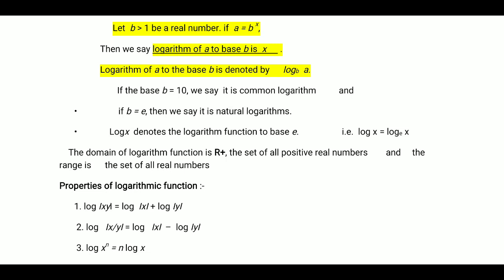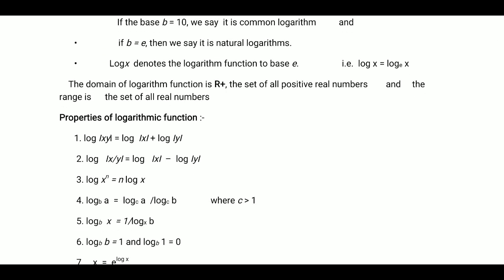It is common. We will take base as e. So log x means log x base e, and then it will be written log x only. The domain of the logarithmic function is R plus, the positive real numbers, and the range is the set of all real numbers. Here we see that log is defined only for positive numbers. Where b is greater than 1, b power something will be positive, and then a will be positive. So it will always be defined for positive numbers.